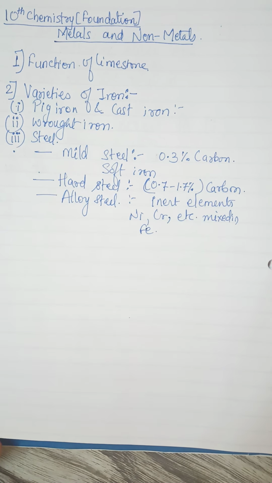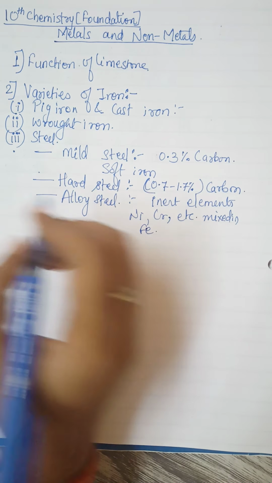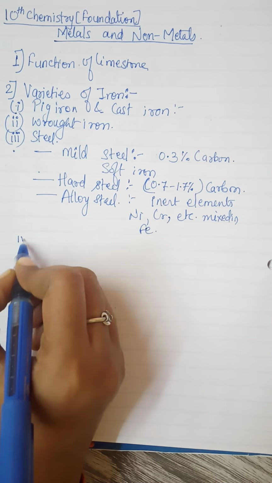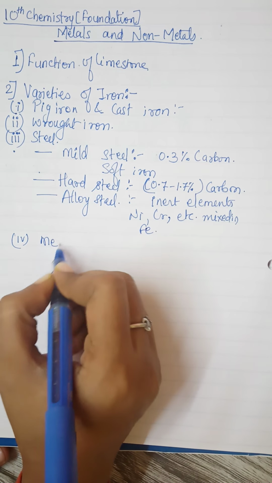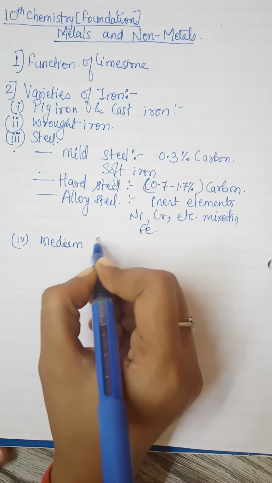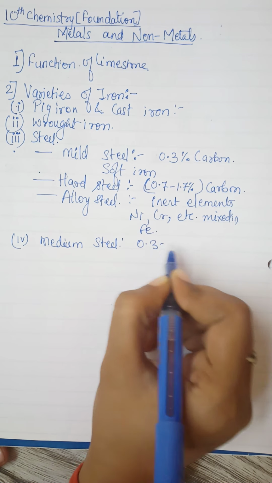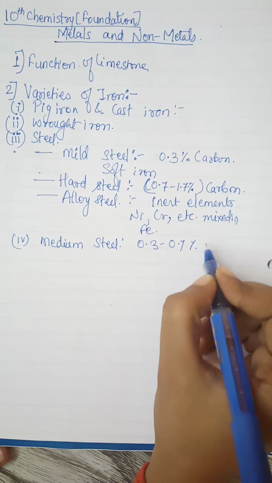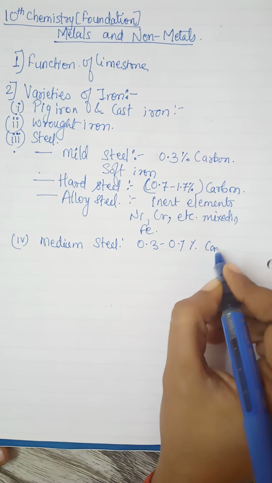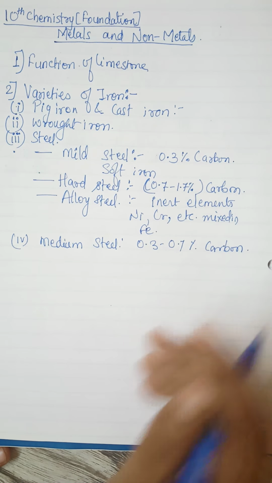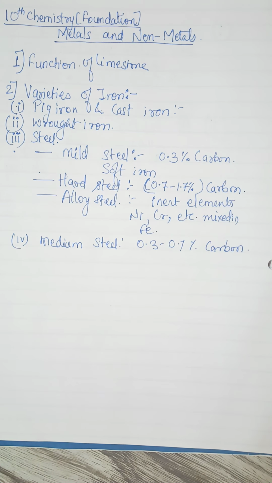Then there is a medium steel, you can say. Medium steel contains somewhere around 0.3 to 0.7% carbon, and it is hard and is used for making rails, bridges, etc. Okay, so you can even write the fourth type here, that is medium steel. So how much? 0.3 to 0.7% carbon. Okay, so you can just make note of these things, that is the varieties of iron.